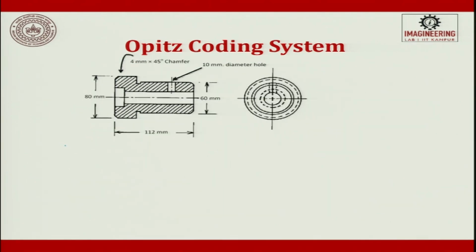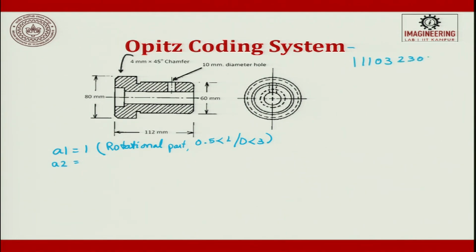So, let us start doing it. A1 is equal to 1. So, here the rotational part, where the dimension is 0.5 < L to D < 3. So, it is A1. Now A2. You know it has already been written. What is the code? It is 111032302.